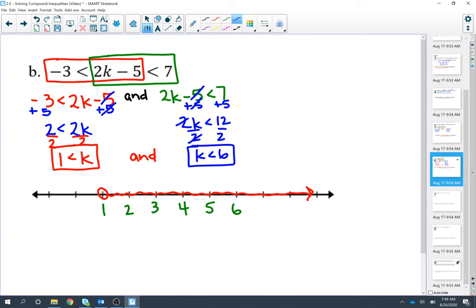K is less than 6. Again, open dot, shading to the left, and then find their intersection. We would have k greater than 1, and we would have k less than 6. So graphically, your solution is right there. It's the yellow part, and then algebraically, that would be your solution.